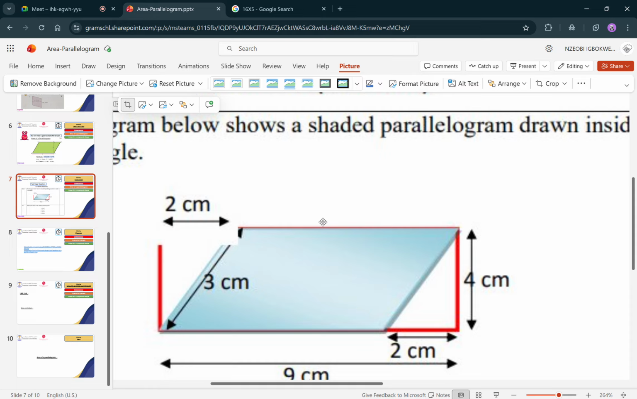What is the height? The height is 4 centimeters. Good. And what's the base? The base is 7 centimeters, which is 9 centimeters minus 2 centimeters, right?